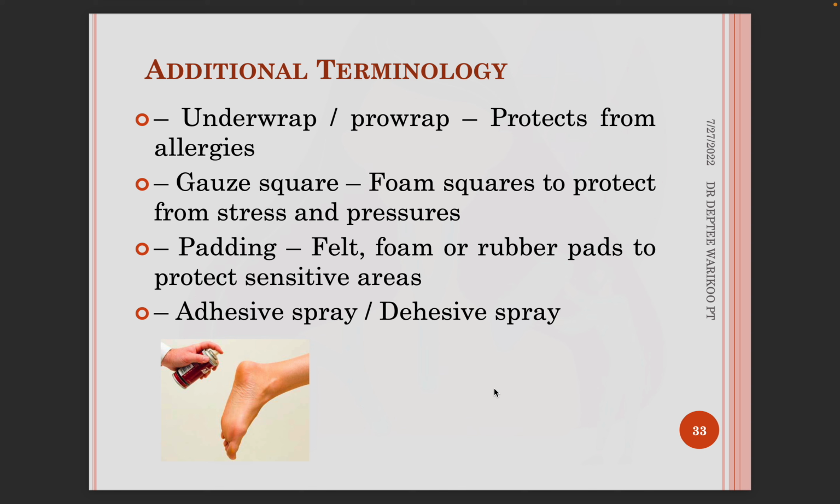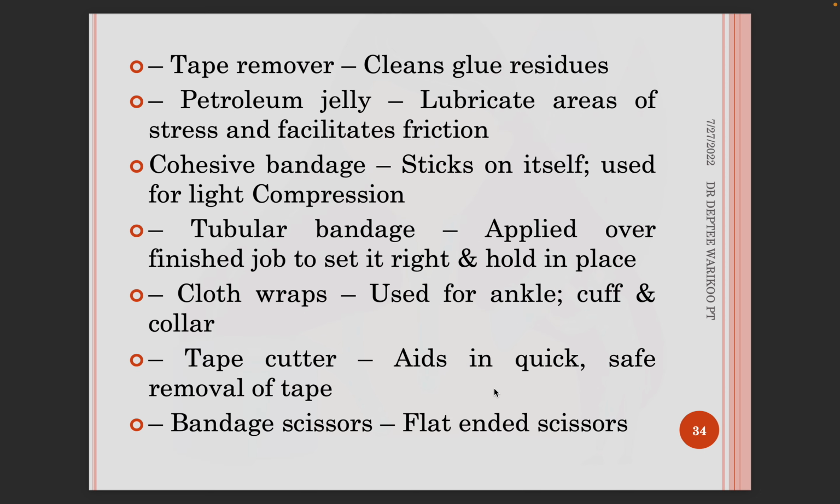Then we have gauze squares. These are foam squares or heel and lace pads. They are used to protect areas which are susceptible to stress and friction. Then there is padding. It is felt, foam, rubber, or other material to protect sensitive areas. Then we have adhesive sprays applied to make skin tacky and thus help underwrap, protective pads, or tape adhere more readily. Then we have tape removers which clean the glue residues.